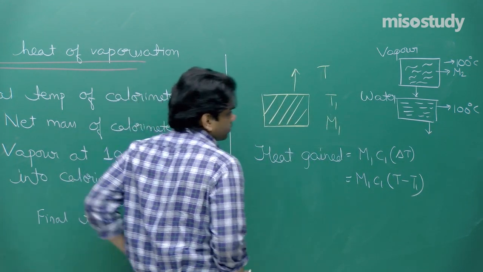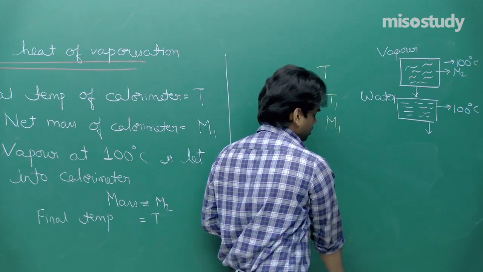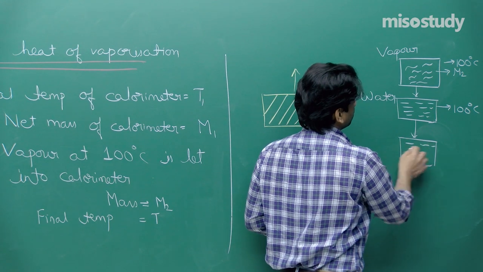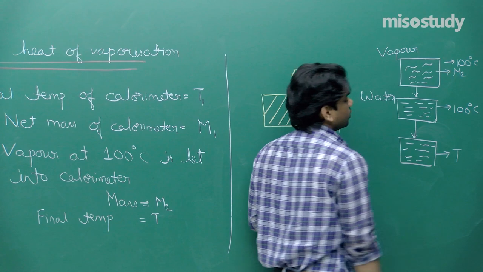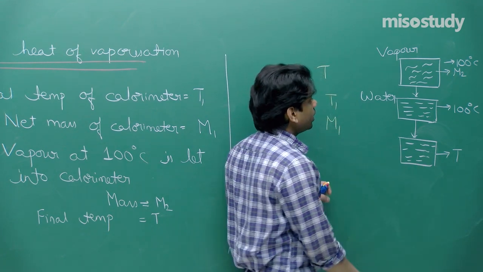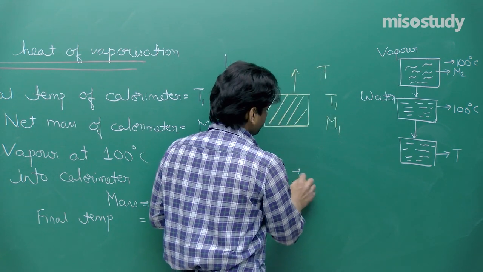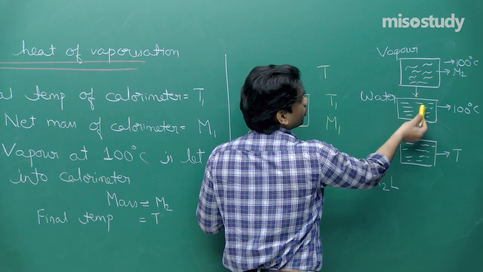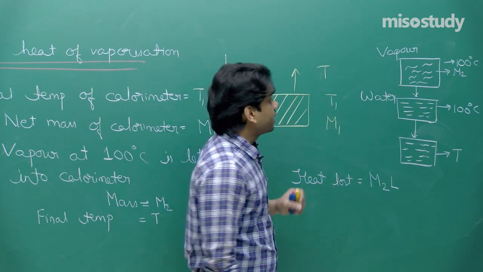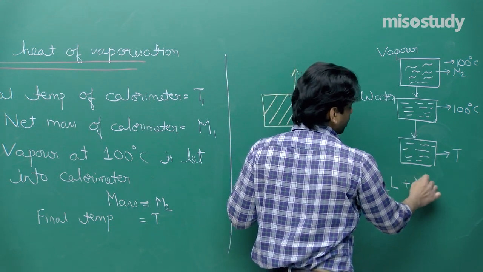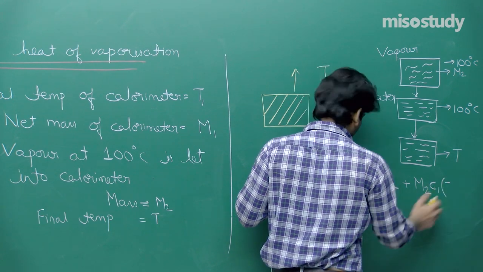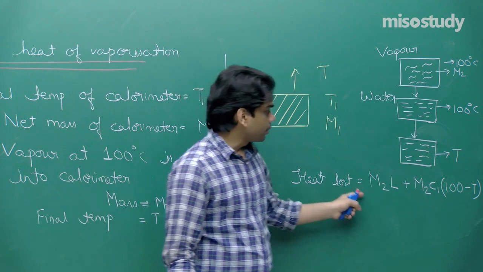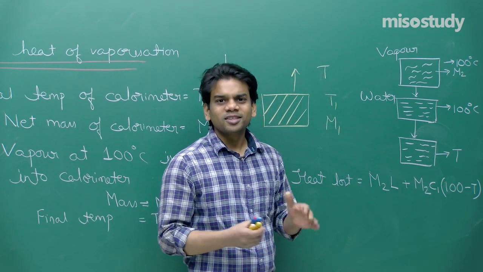Let me rub this part. I believe that you would have taken down this. With the amount of water that will be left due to the losing of heat energy, its final temperature will be T. So in this process, the net heat lost will be, M2 is the amount. From vapor to water at 100 degrees, the heat loss will be M2 into L. Now from 100 degrees down to T, the heat loss will be M2 into C1 into 100 minus T. The change in temperature is 100 minus T. This is what you are going to obtain: M2 L plus M2 C1 into 100 minus T. We have to equate both: heat energy lost is equal to heat energy gained.